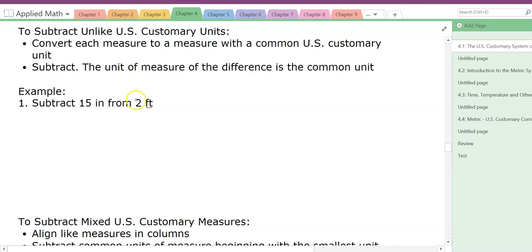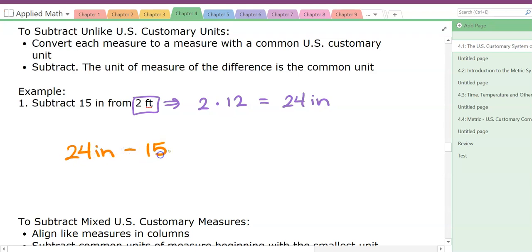How can I get my 2 feet to be inches? Times it by 12. So how many inches is it? 24. So I'm going to take 24 inches and subtract 15 inches. What would that be? 9.